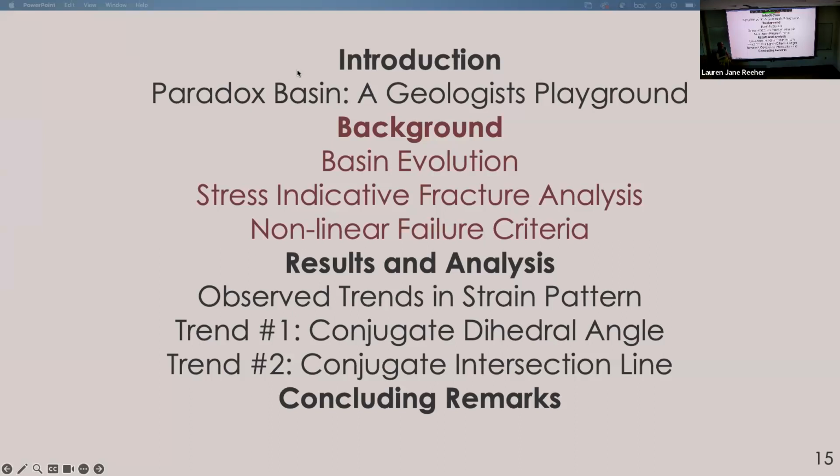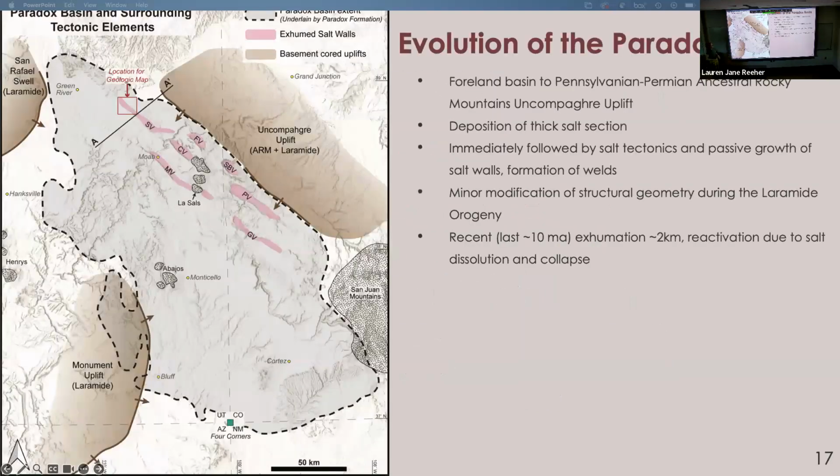So getting into the background, so the basin. Okay, so basin evolution. So the Paradox Basin formed during Pennsylvanian Permian time as a flexural foreland basin on the southwestern flank of the Uncompahgre uplift. This was a basement-cored uplift that was active during ancestral Rocky Mountain time, and that created a flexural load that created subsidence that allowed for a thick sequence of evaporites and shales to be deposited, and that is the Paradox Formation, those evaporites and shales.